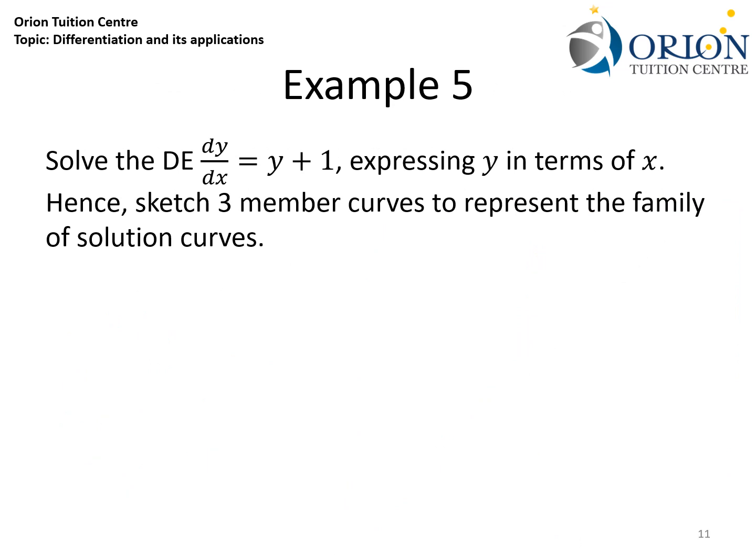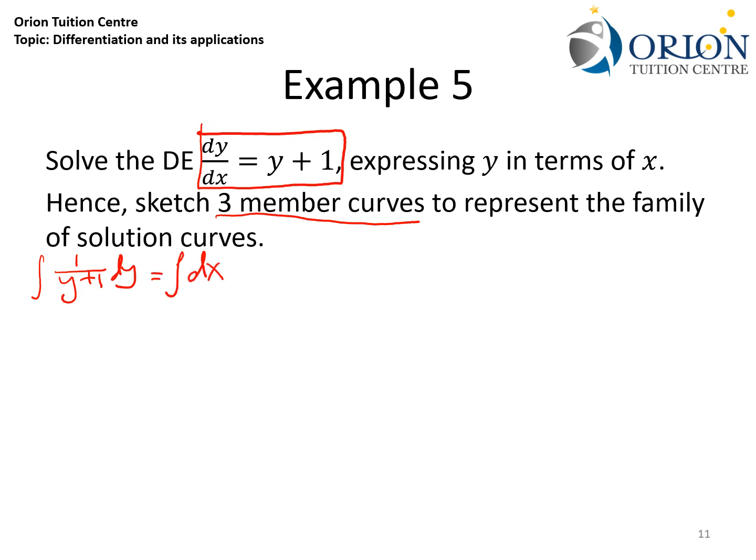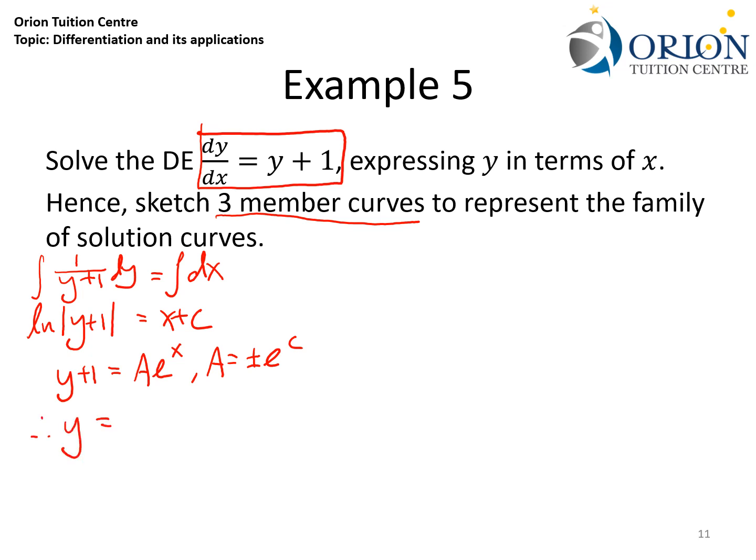In example 5, we are asked to solve this DE and subsequently sketch 3 member curves to represent the family of solution curves. So let's solve the DE first. It can be solved using variable separable, so we integrate 1 over y plus 1 dy equals integrate dx. And therefore, we get ln of mod y plus 1 equals x plus c. And if we perform a lot more simplifications, we will end up with y plus 1 equals a e^x, where a is in fact plus minus e to the power of c. And therefore, we can write it as y equals minus 1 plus a e^x.